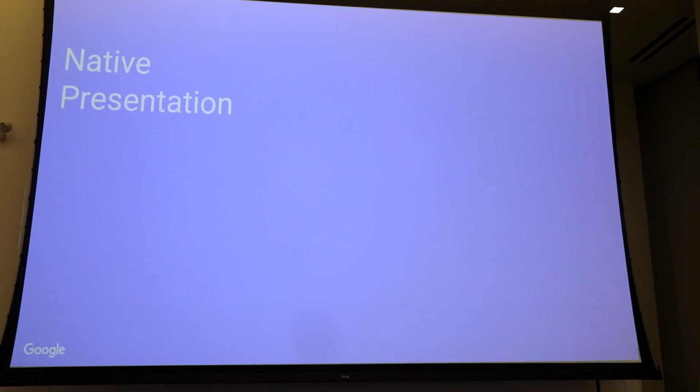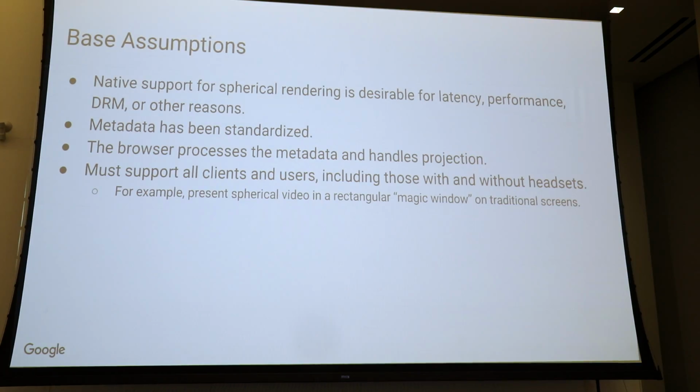So, assuming we have all that figured out, how do we do native presentation? First, we're making a big assumption that native support for spherical rendering is desirable. That might be for latency, performance, DRM, or other reasons. The web platform's built on layers. We already have a solution, so there needs to be a compelling reason that we go standardizing more. And then for any of these solutions, I'm going to assume that metadata has been standardized, like the last slide, that the browser is going to process the metadata and handle all the projection. And then also we want to support all clients, whether you have a headset or not, so Magic Window.